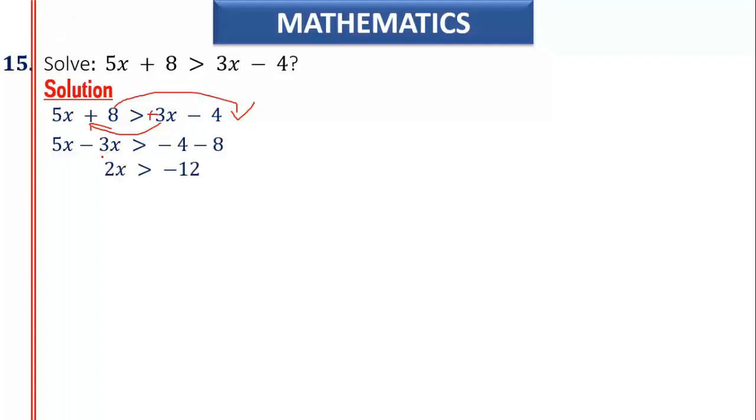Okay, so 2x is greater than minus 12, and 2x over 2 is greater than minus 12 over 2. To cancel, 2 into 2 is 1, and 2 into 12 is 6. So that means our x is greater than minus 6.